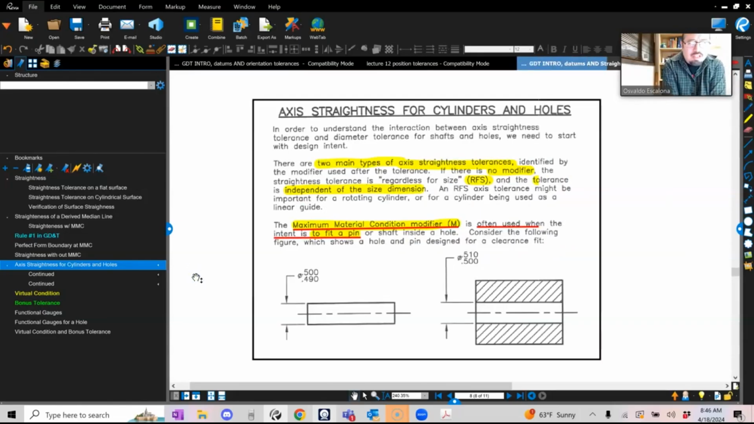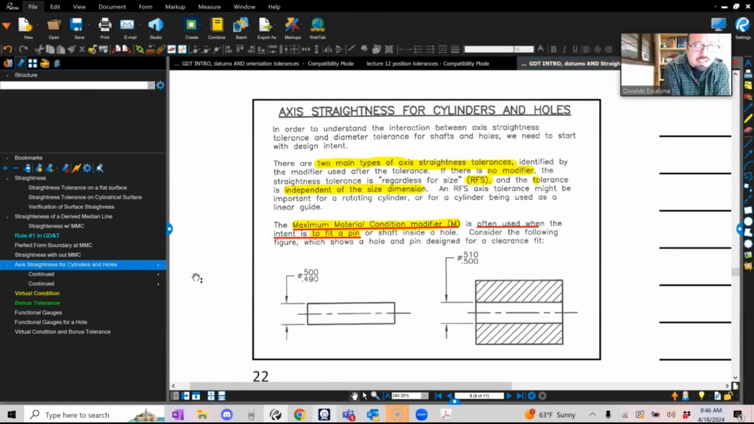In order to understand the interaction between axis straightness tolerances and the diameter tolerance of shafts and holes, we need to start with design intent. In other words, let's think about application. There are two main types of axis straightness tolerances, identified by the modifier used after the tolerance. There is the non-modifier, which is regardless of feature size, and the tolerance is independent of the size dimensions. In other words, regardless of the feature size, I'm going to give you this, and this is what you're going to use. That's what RFS stands for. And you don't put anything by default.